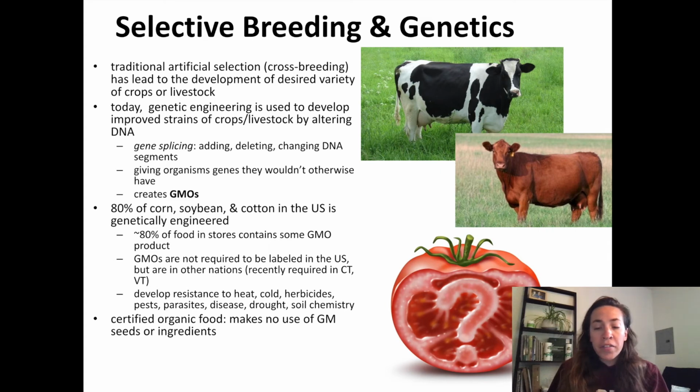And some of the modifications that have been made provide resistance to heat, to cold, resistance to herbicides like Roundup, resistant to pests and parasites and disease, tolerance to drought or changes in soil chemistry. And so, we can choose certified organic food, which makes no use of GMO seeds or ingredients and uses organic fertilizers. Or we can go with the GM varieties, but there are some downsides to using them.